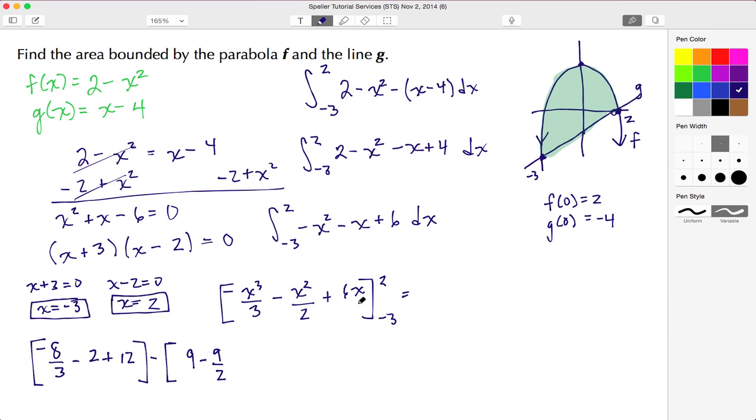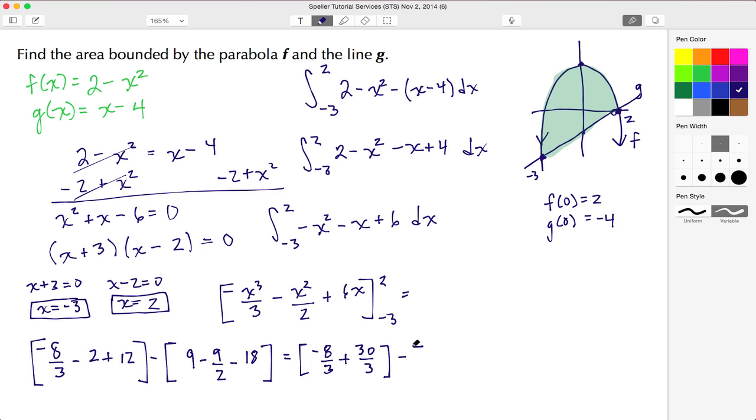And then here I have 6 times negative 3 to give me a negative 18. At this point, let's try to do some simplification. I see I have the negative 8/3, but I have negative 2 plus 12 to give me a positive 10. And actually, let's make that 30 over 3, because 30 divided by 3 is 10.